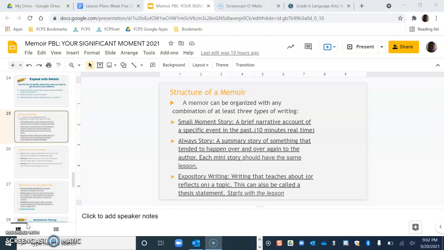Expository writing is where the writer teaches about the topic, and really what makes this stand out is that you're going to start with the lesson. So the idea would be the thesis would be telling the reader what your story is going to be about generally without giving away the specifics of the plot. And then you would also state the lesson.